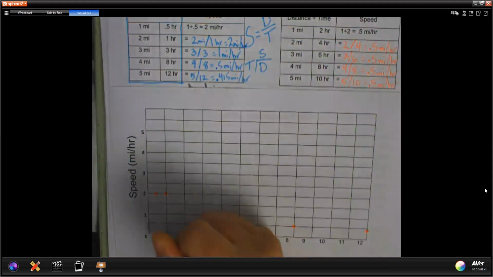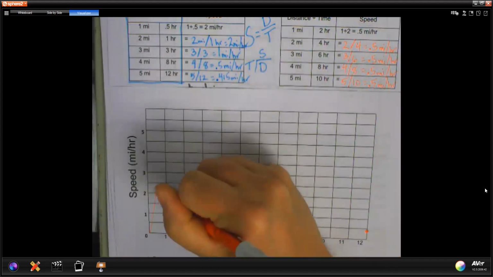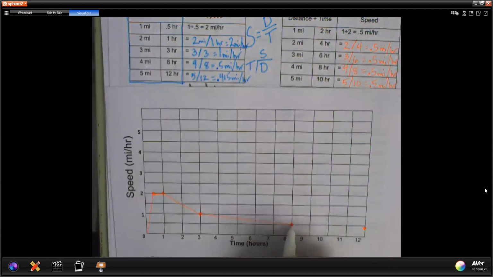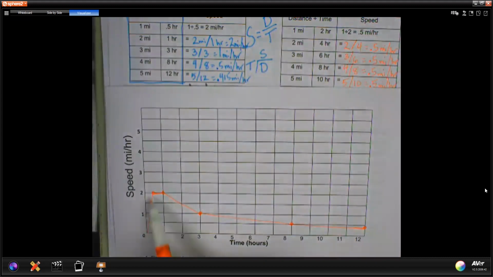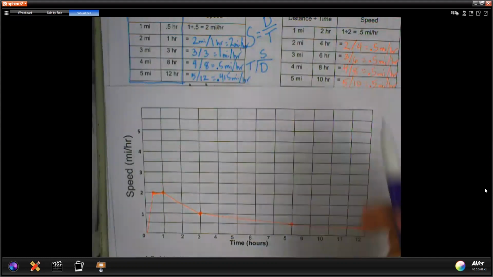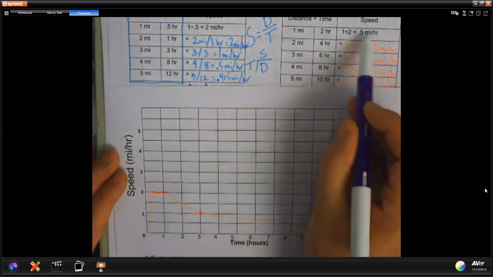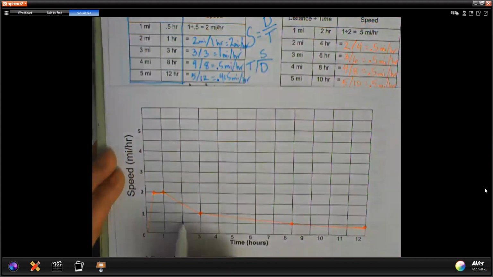Okay, so now once again, we connect it from the origin. Just draw the lines. And the speed graph is now showing us that the hare started off fast and then slowed down. Okay, we're going to do the same kind of thing for the tortoise. The tortoise's time starts at 2 hours and the speed is 0.5 miles per hour. Okay, so at 2 hours down here, we're going to go up to 0.5 miles per hour and draw our triangle.